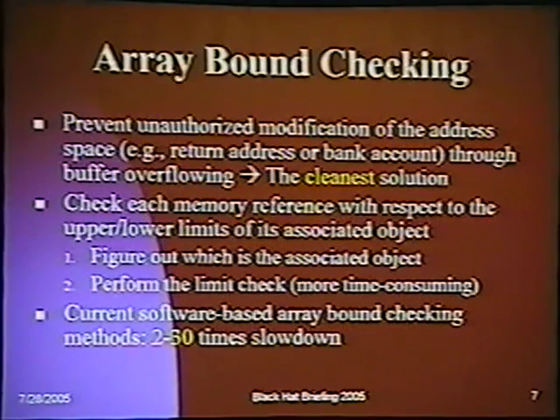If array-bound checking is such a great idea, how come it was never adopted as a mainstream solution to the buffer overflow problem? It's obvious, and there seems to be a well-known algorithm to do this. The answer is that existing software-based array-bound checking compilers are simply too slow. The performance penalty reported in the literature ranges from a 2 to 30 times slowdown.